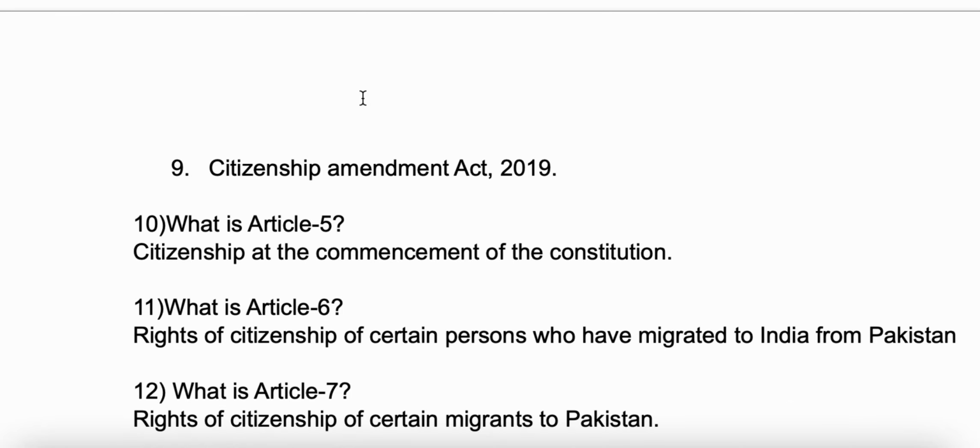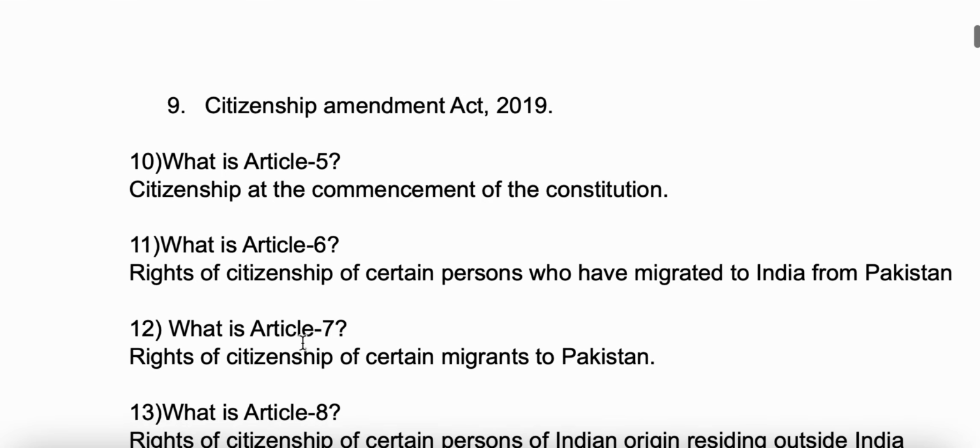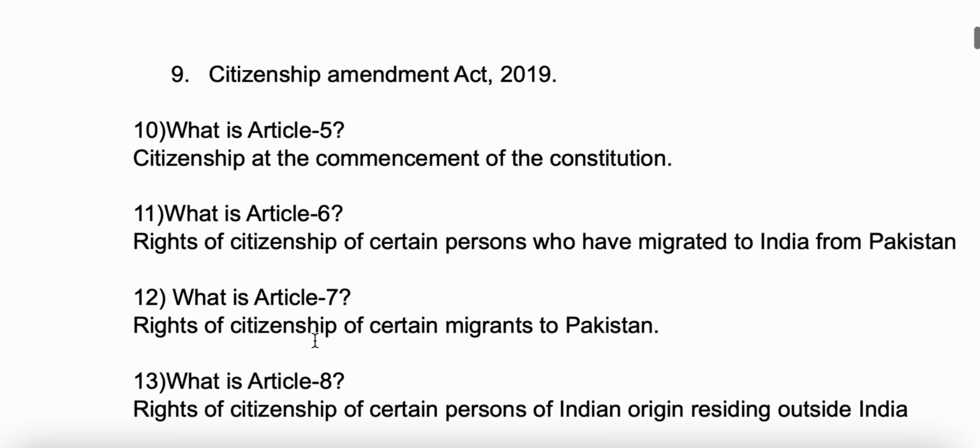Now the 10th question is, what is Article 5? Article 5 deals with citizenship at the commencement of the constitution. Now what is Article 6? Article 6 is rights of citizenship of certain persons who have migrated to India from Pakistan. And Article 7 is right of citizenship of certain migrants to Pakistan. That means people who go from India to Pakistan and then return to India from Pakistan. For these people, Article 7 gives the rights of citizenship.